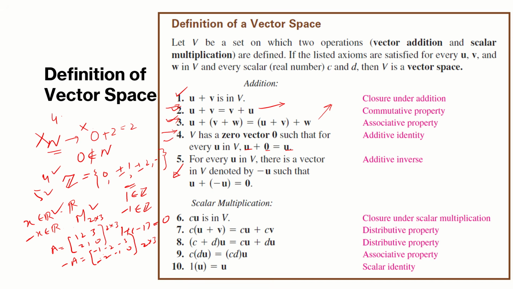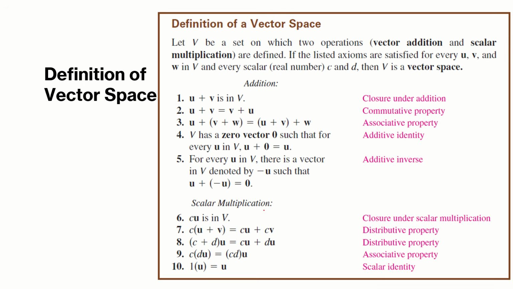Now we move towards the other set of conditions. Sometimes we classify them into an alpha group of conditions, which contains all the conditions related to addition, and a beta group of conditions which are related to scalar multiplication. In some books you would see these notations alpha, beta as well.